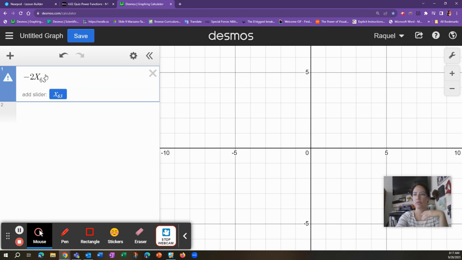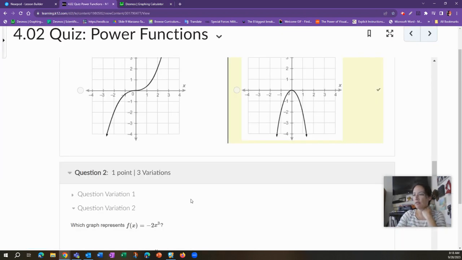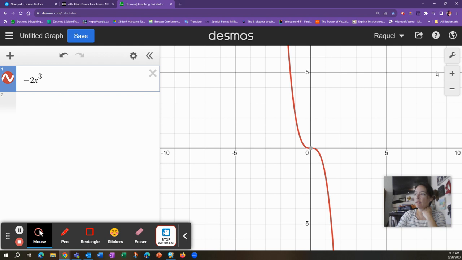-2x cubed. Ooh, terrible. Okay, I typed -2x, shift 6 to get the caret, the number 3, and here we go. Was that even the right one? Yeah, cool. So here is what you're looking for.